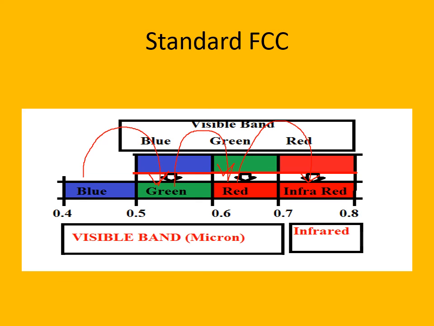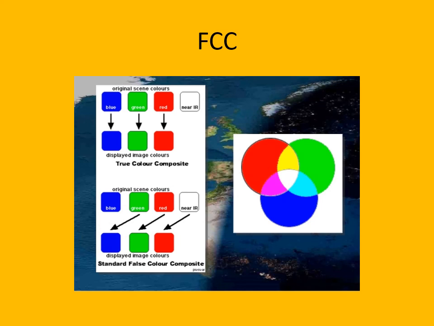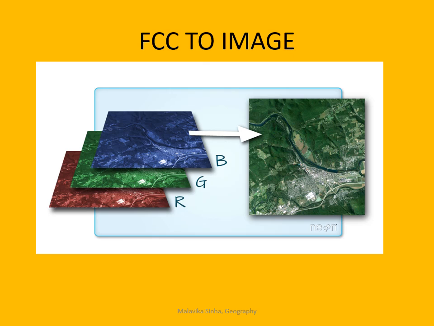In most cases of standard false color composition, the infrared band, shortwave infrared, and mid-infrared band are intensively used. Let's have a look at the standard false color composition. In standard false color composition, the near infrared band, green band, and red band are intensively used. And at the end, from the combination and superimposition of all bands, we can get the final version of the satellite imagery.